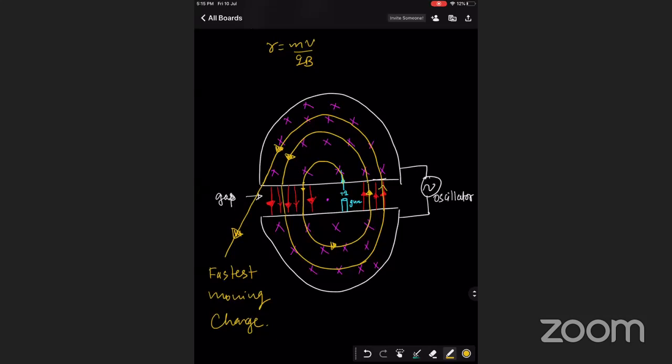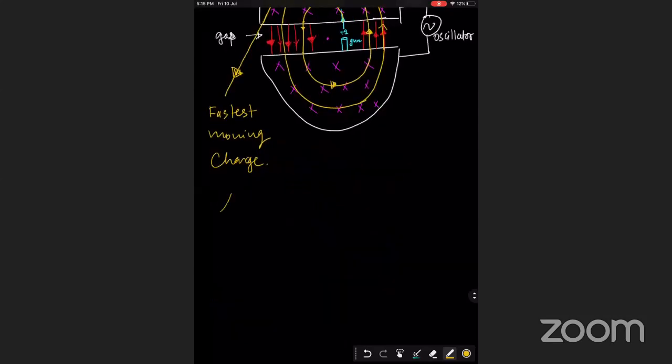So what we are doing, we are creating an electric field, and we are making the charged particle move through a certain electric field again and again. Suppose in this gap, the potential difference is V. Okay. So when the charged particle passes the gap once, how much kinetic energy will it gain?